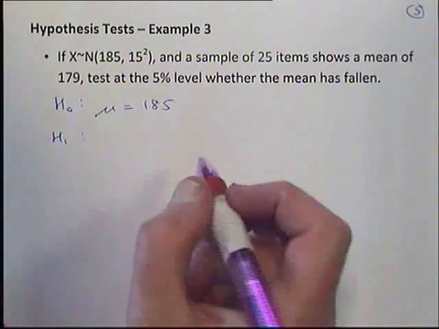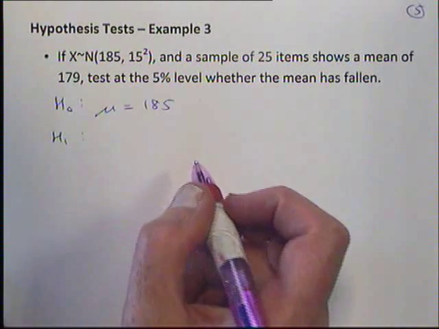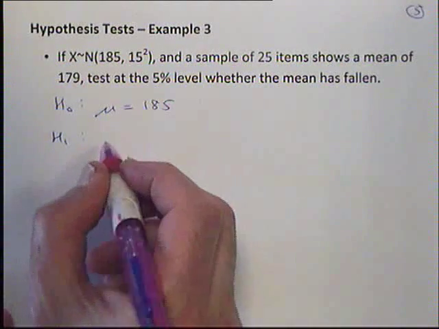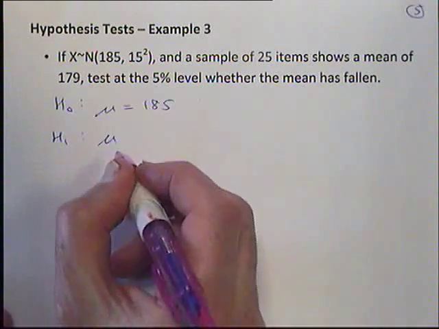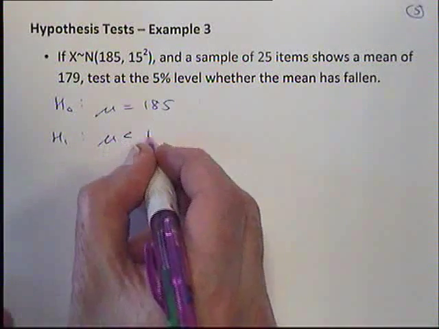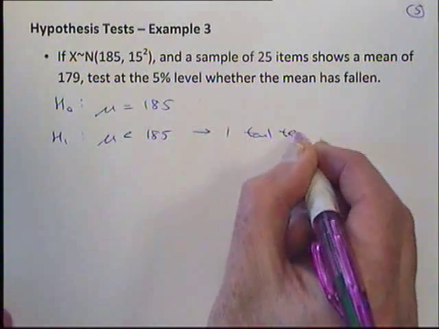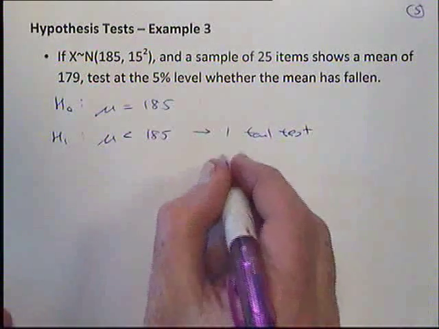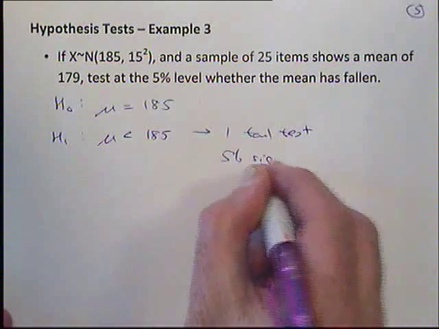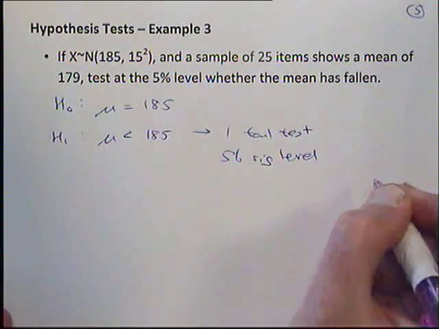Okay, can you nominate somebody then for the alternative hypothesis, please? Tom, alternative hypothesis? Yeah, fallen, less than 185, which will mean it's a one-tail test, and we're told here to use a 5% significance level. Ed, do you have a question at this point?